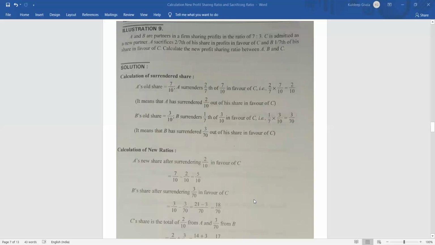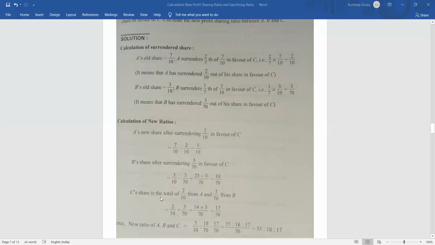Clear? 18/70. Then coming to C, how much will C get from A? C is getting how much? 2/10, or you can say 14/70. Okay, as I told you, we are converting. Okay, 14/70. You can write in your copy. And B is going to give how much? 3/70. So 14/70 plus 3/70, how much will it be? It will be 17/70. So you can see that C's share is 17/70.